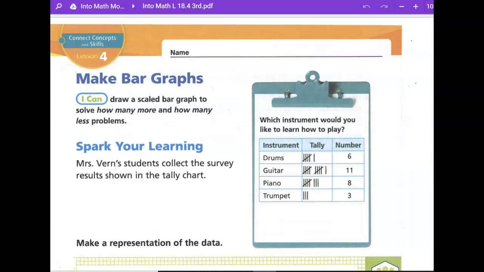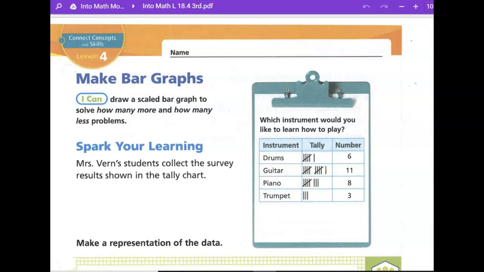Today we're looking at Math Lesson 18.4, make a bar graph. Yesterday we looked at bar graphs and talked about how they were made and did some problems with the information that was on a bar graph. Today you're going to make a bar graph. I can draw a scaled bar graph to solve how many more and how many less problems.